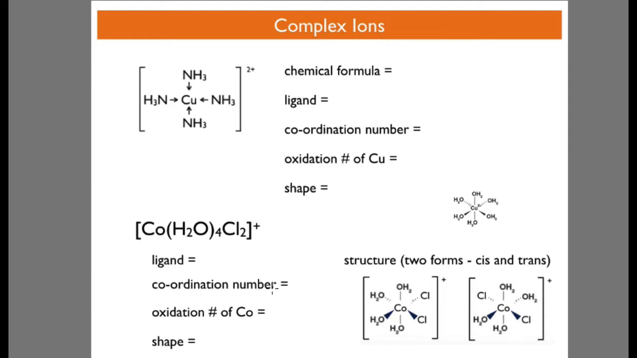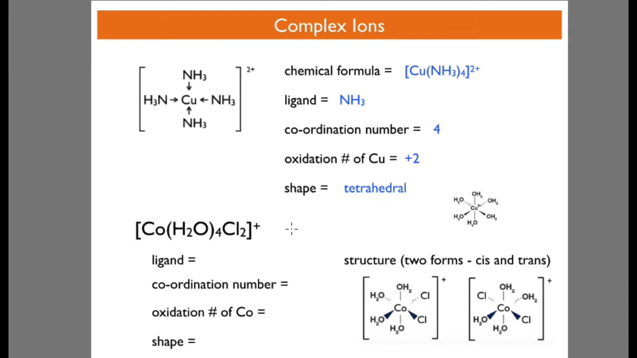Let's have a look at this complex ion. We've got 4 ammonia molecules bonding to copper. The copper has a charge of 2 plus. The chemical formula is Cu(NH3)4 2 plus. The ligands are the ammonia ligand. Coordination number is 1, 2, 3, 4. Oxidation number of copper: ammonia doesn't carry a charge, and so it's going to be whatever the charge is on the ion, 2 plus. And the shape will be tetrahedral.